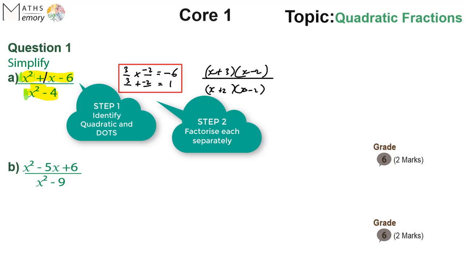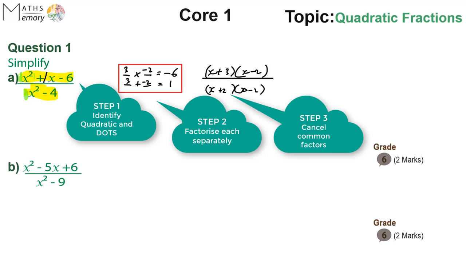So over here, you've guessed it, it's actually the x minus 2 that cancel. So let's slash these two out and rewrite this as x plus 3 over x plus 2. That's your final answer with all these steps.